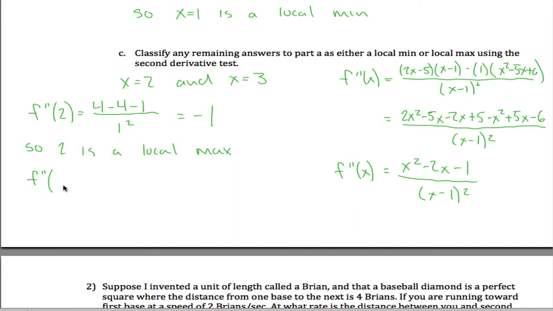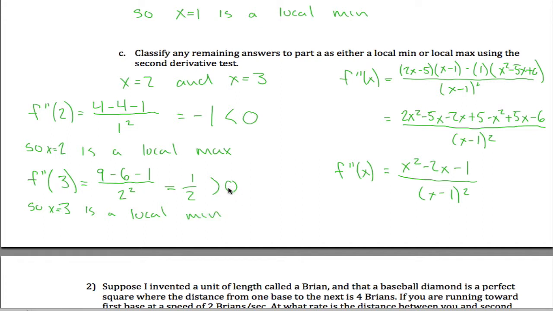Similarly, f double prime of, what was my other one, 3? See, 3 squared is 9, minus 2 times 3, which is 6, minus 1, divided by 3 minus 1 squared, which is 2 squared. It's going to give me a positive number. Right, this is a positive over a positive. 9 minus 6 is 3, minus 1 is 2. Ends up being positive 1/2, but really it doesn't matter what it's equal to, it just matters that it's greater than 0. So 3, maybe x equals 3, is a local min. If it's concave up and the slope is 0, then what we have is a local minimum.